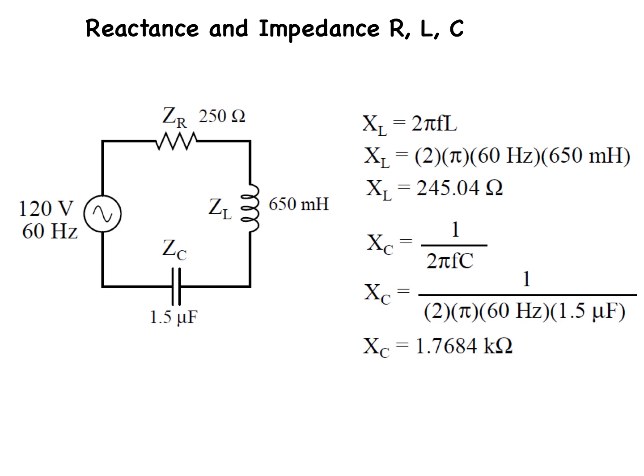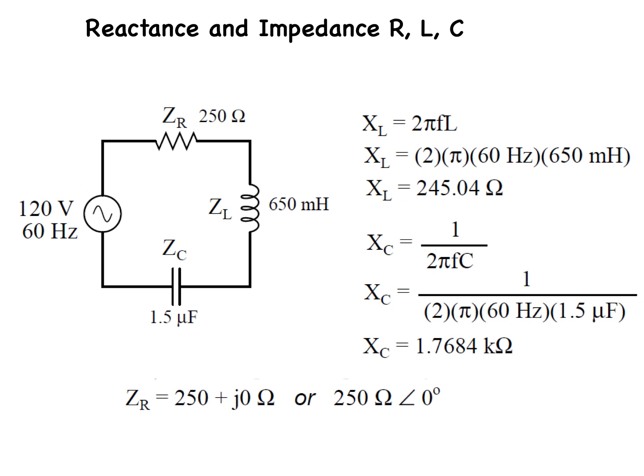And to calculate the impedance of the capacitor, we have to change the capacitance into an impedance, and that's 1 over 2 pi FC. The 2 pi 60 hertz is the same. The 1.5 microfarads is just 1.5 all over a million, which works out to 1.7684 K. And the impedance of the resistor is already given in ohms.